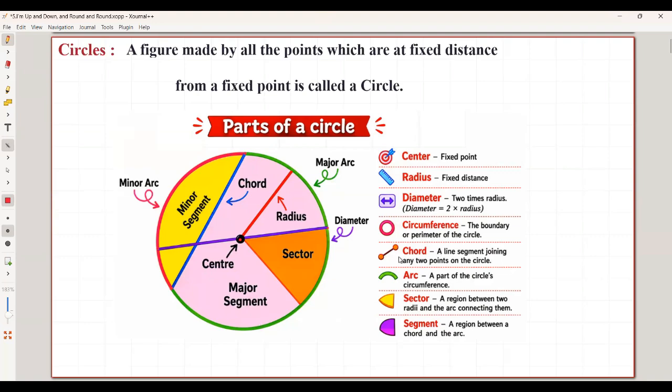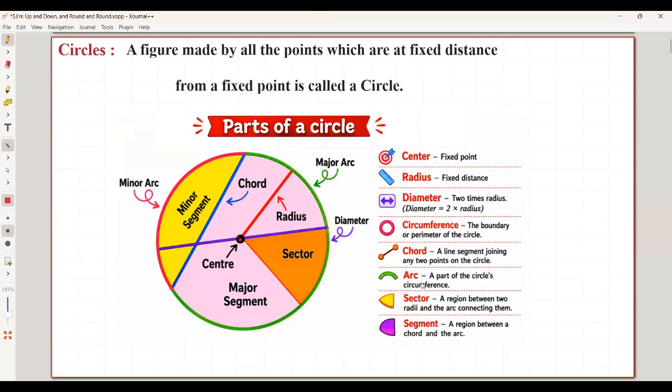Next one is the chord. A chord is nothing but a line segment. You can see this blue line is a chord: a line segment joining any two points on the circle. If I take this as one point and this as another point and join these two points, I get a line segment. This line segment is called a chord of the circle.